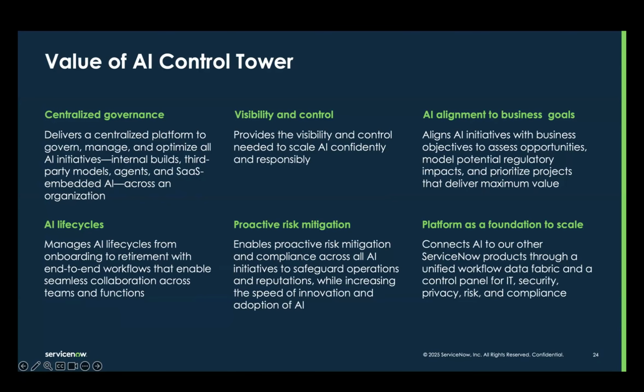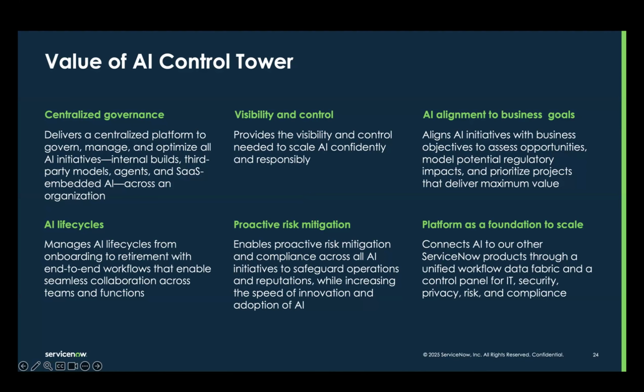So just a quick recap. The core value of the AI Control Tower is that it's delivering across the enterprise, right? We're spanning governance, visibility, risk, and business alignment. So we've got our centralized governance that's unifying that control of all AI initiatives, whether they're built in-house, third party, embedded in SaaS tools, or powered by AI agents.